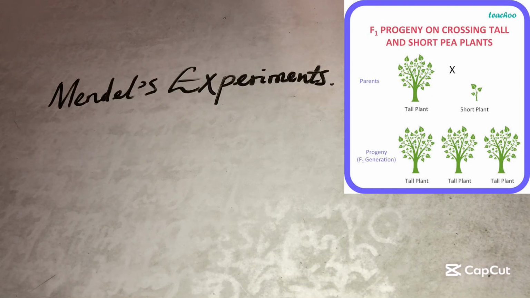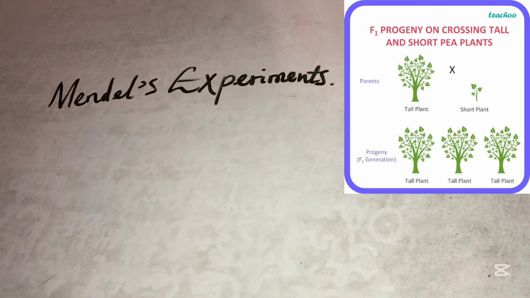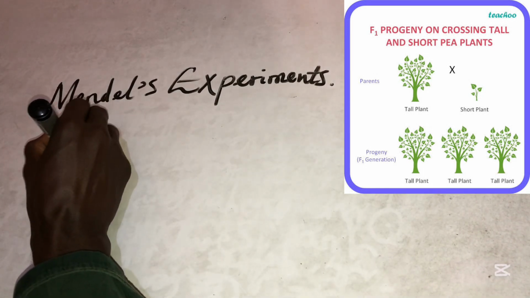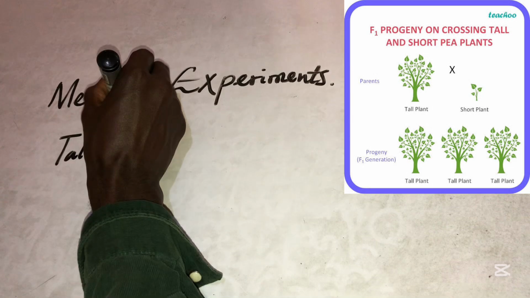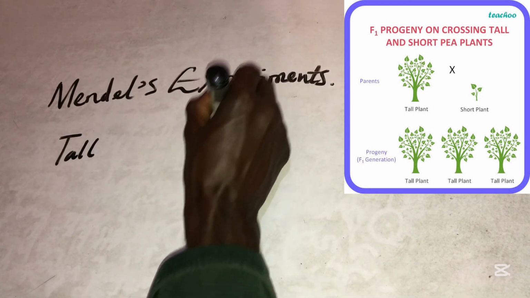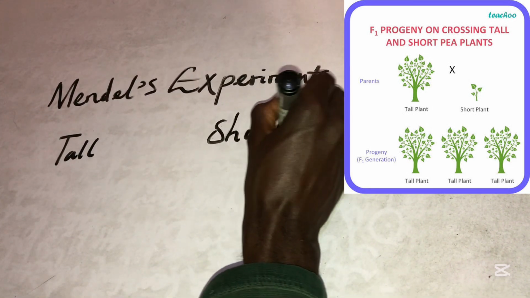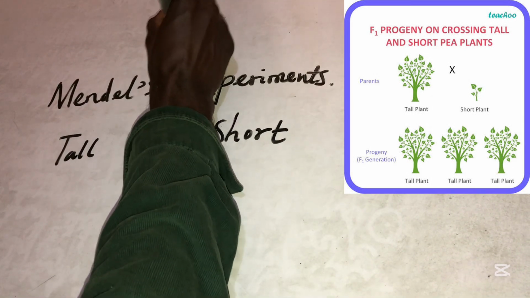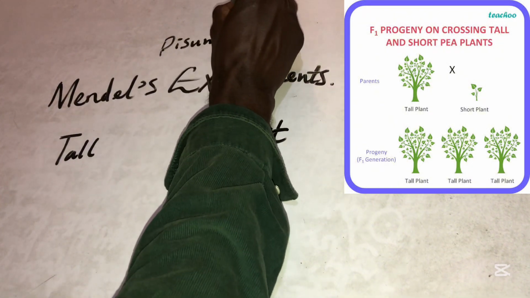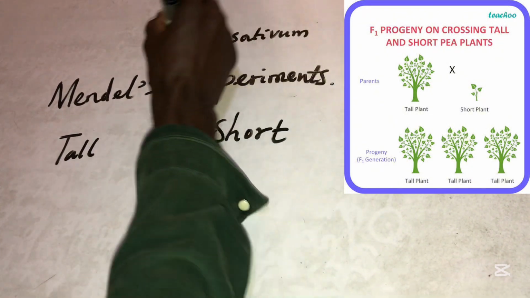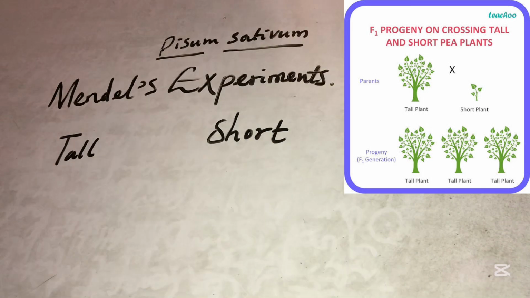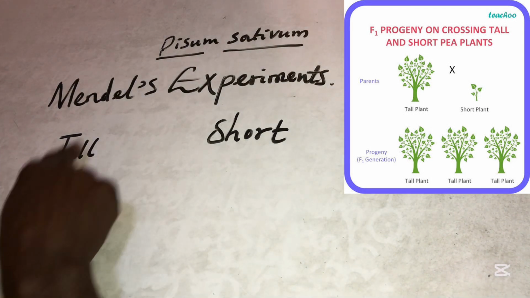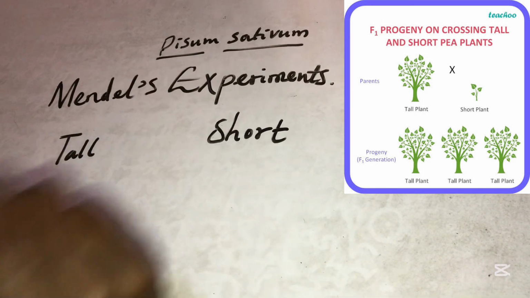So in a nutshell, this was what Mendel did. He crossed a tall pea plant with a short pea plant. Okay, so pea plant is Pisum sativum. Okay, of course you underline. This is a scientific term. So he crossed a tall pea plant with a short pea plant.